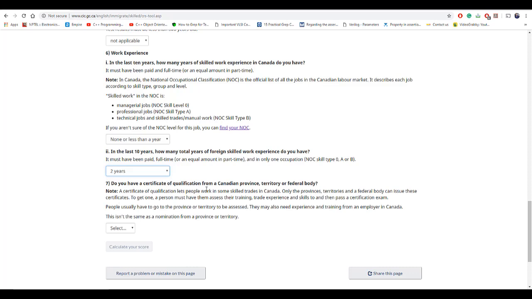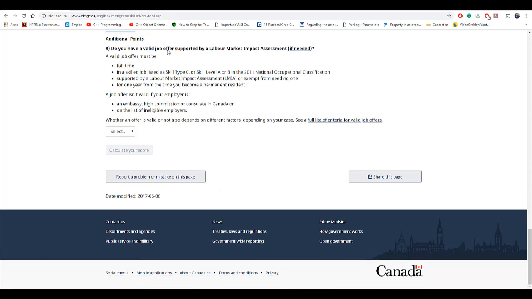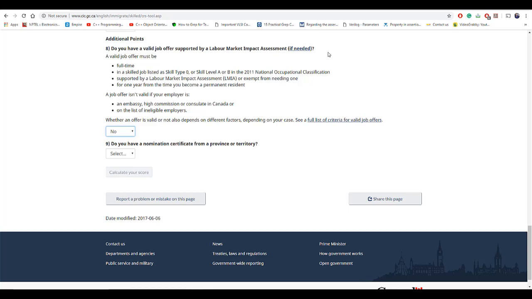Do you have a certificate of qualification for a Canadian province? I'll say no. Do you have a valid job offer supported by a labor market impact assessment? I say no. A labor market impact assessment, in short, means that there is no candidate an employer is able to find in Canada. That's why he's sponsoring you, and that's very rare. It's almost 0%. They won't do that, and it is going to cost the employer something like $40,000 to $50,000 to sponsor you. So let's forget about this one.